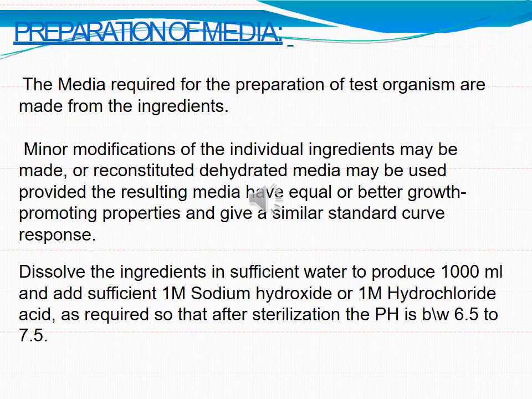This slide basically gives you an idea how to make your media. So basically you take all the ingredients in sufficient water and you make 1000 ml, and later on the pH is adjusted by using sodium hydroxide or hydrochloric acid, so that after sterilization the pH is between 6.5 to 7.5.